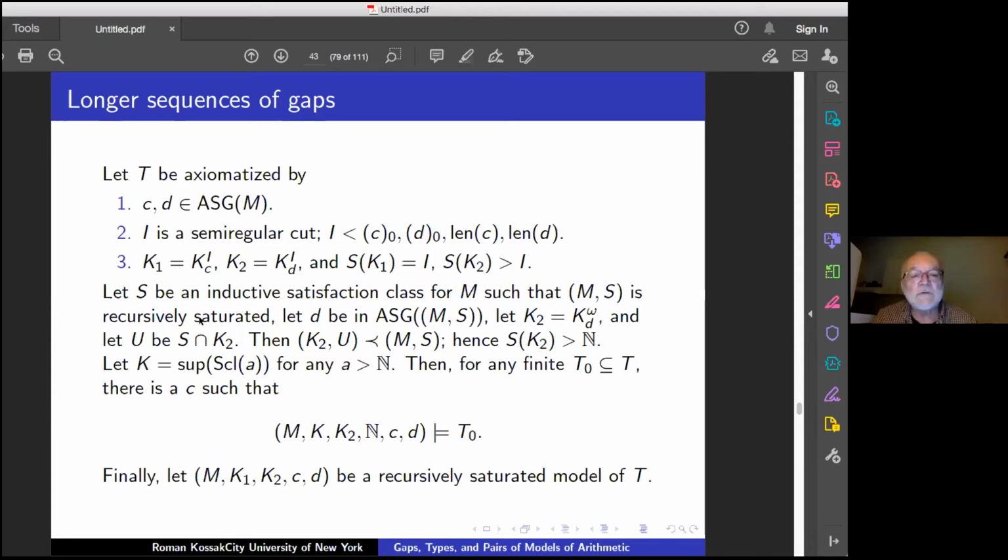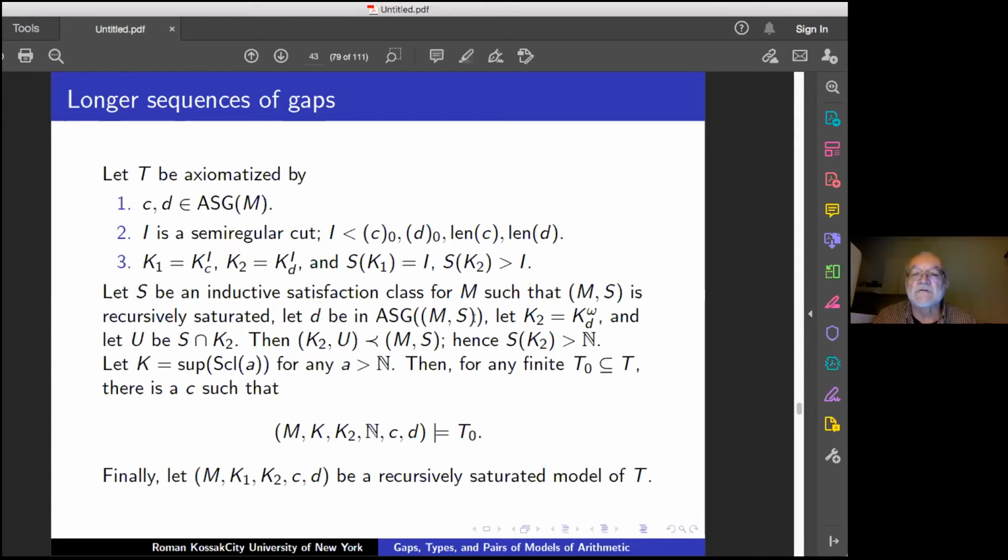Now, how are we getting those two models? First of all, M is recursively saturated. It has an inductive satisfaction class, but moreover, it has an inductive satisfaction class such that the pair is itself recursively saturated. Now we take d to be an ascending sequence of gaps in this structure, (M, S), which is a recursively saturated structure. So it's like M.